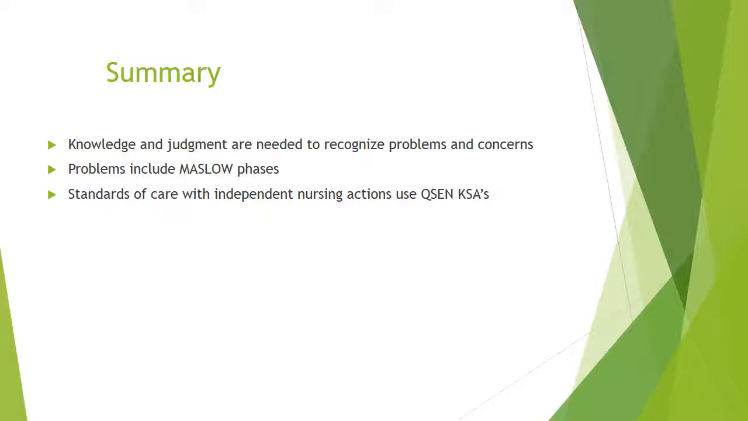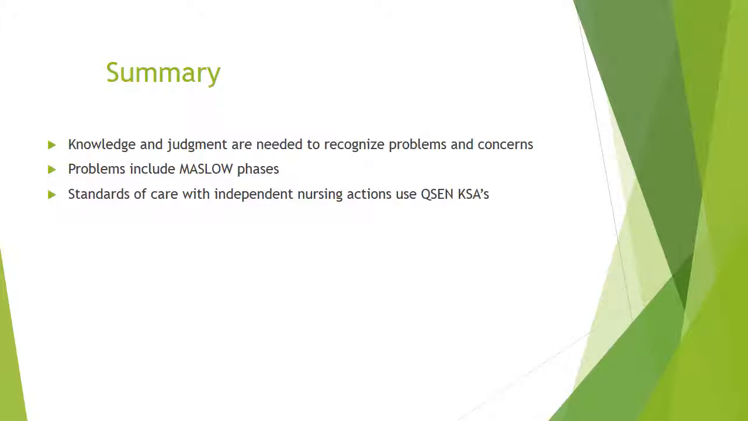The problems are always going to include Maslow in some way, shape, or form. It may not exactly say Maslow on any nursing form, but when you talk about self-esteem and the physiologic pieces, if somebody is depressed and that's affecting a Maslow phase, that's going to be added too. And finally, all of these independent nursing actions use the QSEN knowledge, skills, and attitudes. They become part of the plan of care. So go back to the QSEN KSAs and competencies, which I'm pretty sure are posted. Take a look at them to get another idea of how this all comes together.